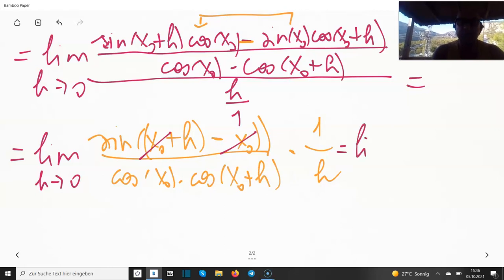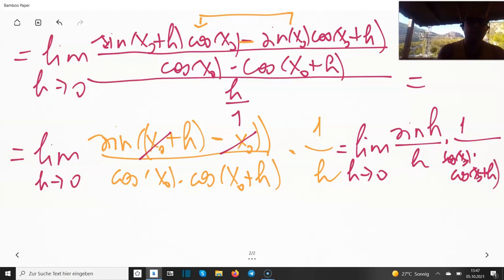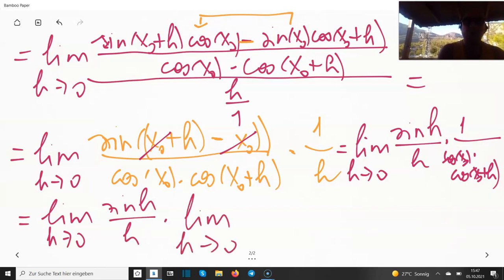And what we have basically is a limit h towards 0. We have sine of h divided by h, which is kind of familiar, right? We've done it. I'll link it here as well. This is 1. Divided over cosine of x0 times cosine of x0 plus h. Sorry for the mess. So let's maybe make it clear. We put it apart. So we have sine of h divided by h times the limit h towards 0 of 1 divided over cosine of x0 times cosine of x0 plus h.